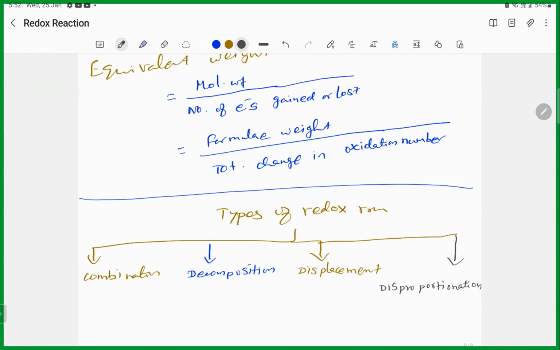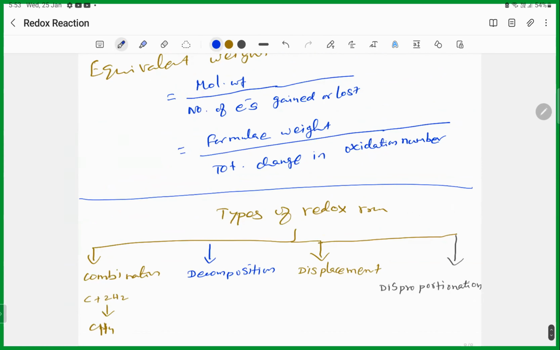First, what is combination reaction? These are the reactions in which two atoms or molecules combine together to form a third molecule. In this reaction, at least one of the reactants must be in the elemental form. For example, when you have carbon plus two hydrogen gas combining, it will form CH4. So this is a redox reaction. You check that the oxidation number of carbon has changed, and the oxidation state of hydrogen has changed. So this is known as a redox reaction. So what is the condition in this reaction? One of the reactants must be in the elemental form.